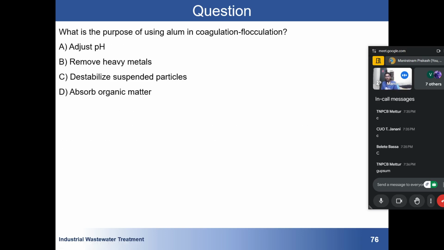What is the purpose of using alum in coagulation flocculation? Very good question. Not a good question, but a very random, general question. What is the use of alum? If you are continuously attending my session, then I have said something about this thing. What is stabilize and destabilize?